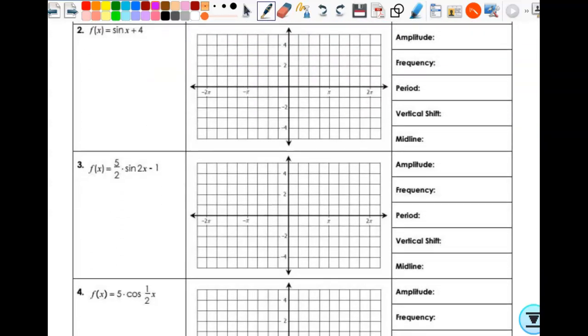All right, so on number 2, what's my amplitude? 1. My frequency is 1, so the period is 2 pi. I do have a vertical shift. That's a +4. So my midline, y equals 4. Sketch my little parent function here.